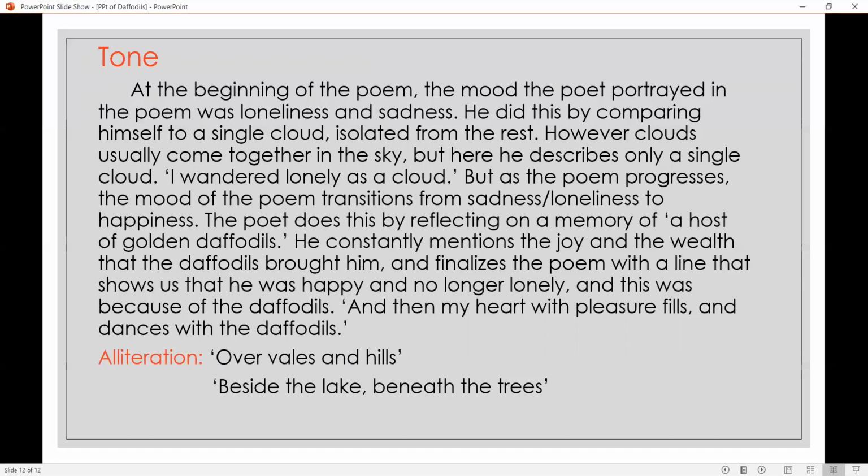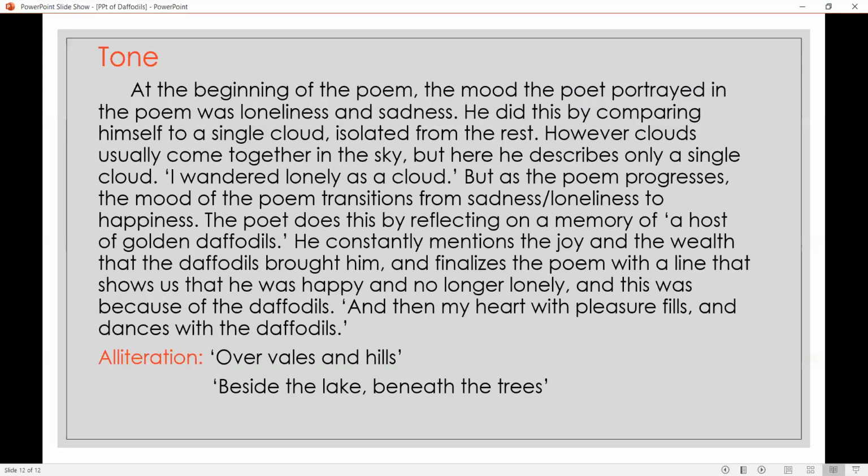These are the lines which express his thought, his ultimate happiness, what he has gained from the scenic beauty of the daffodils. Now the next one is alliteration. Over vales and hills, beside the lake, beneath the trees. Again, stressing on the same sound.